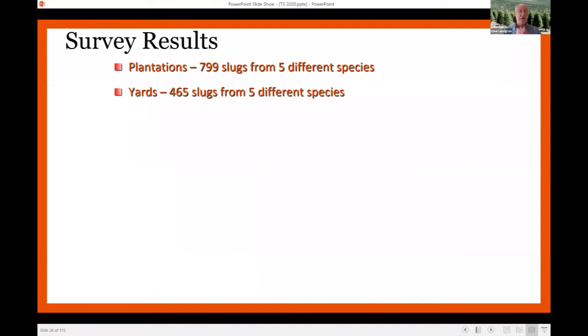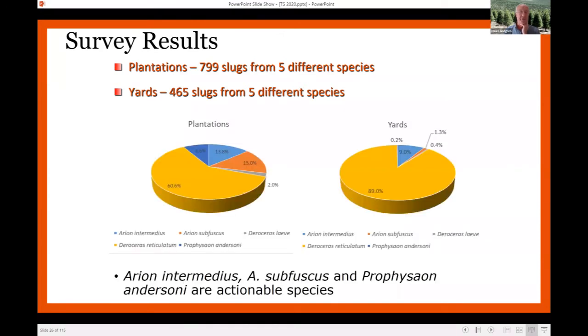The results over a 2-year period of sampling were that in the plantations, we caught 799 slugs from 5 different species. In the shipping yards, there were 465 slugs, again from 5 species. And the species distributions between the plantations and the yards were a little bit different.